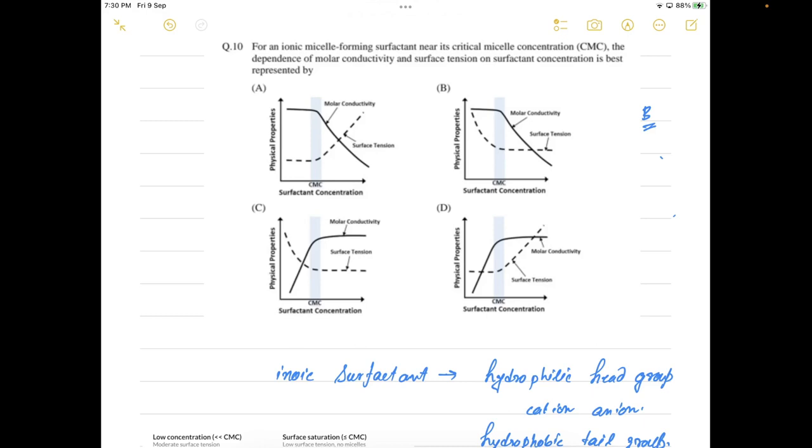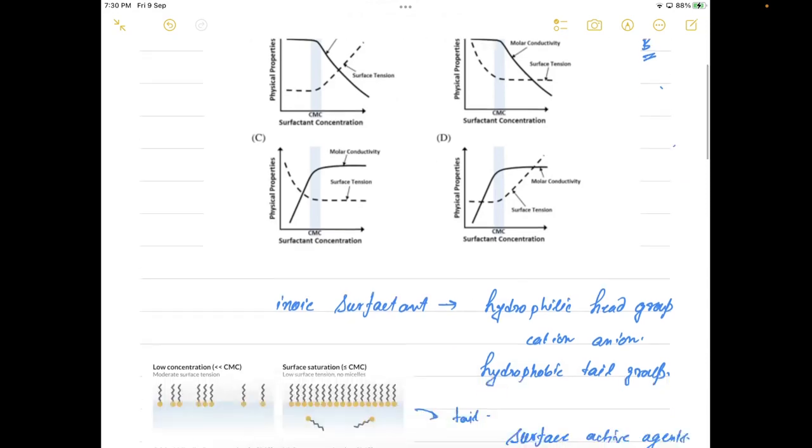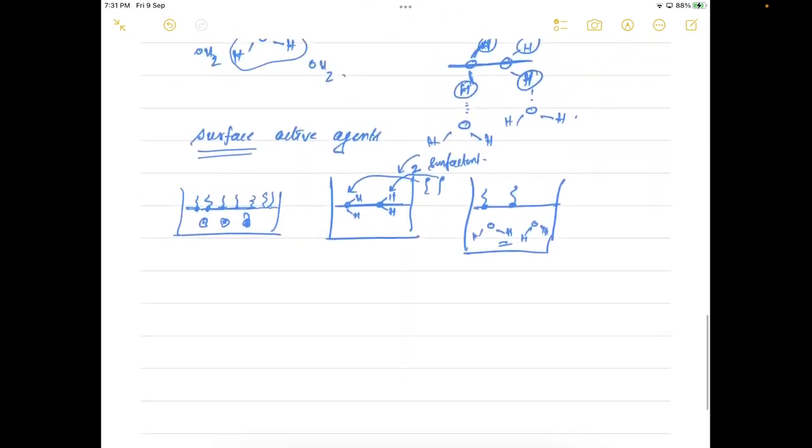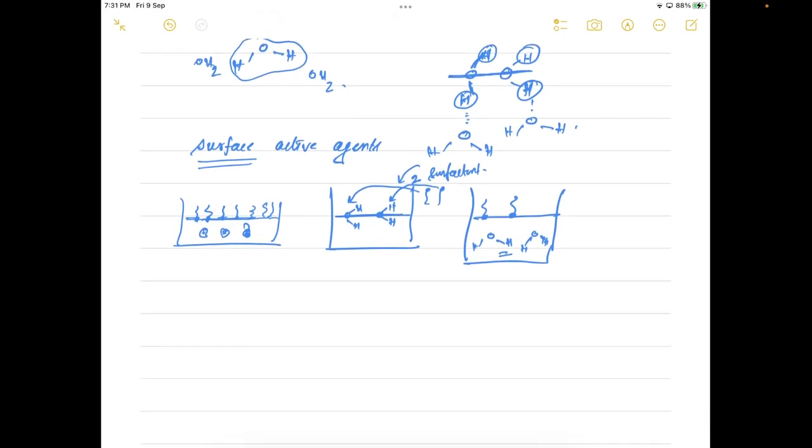So this will look like, yeah. Please repeat the last 3 lines. Okay, so before CMC it was right. Okay, before CMC, okay. Yeah.